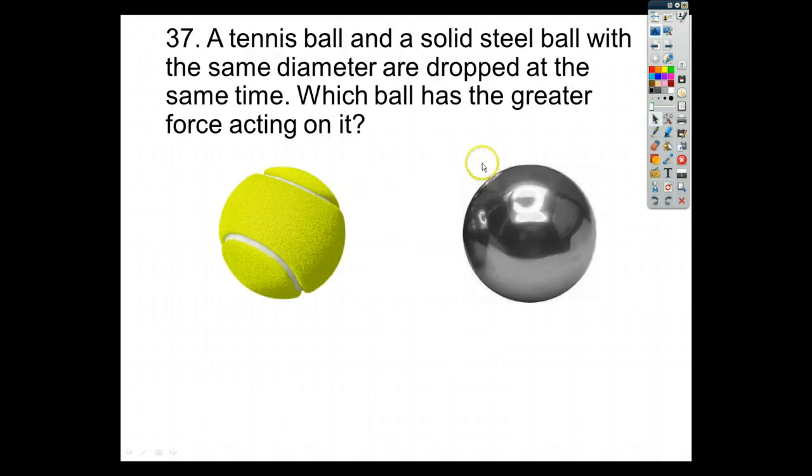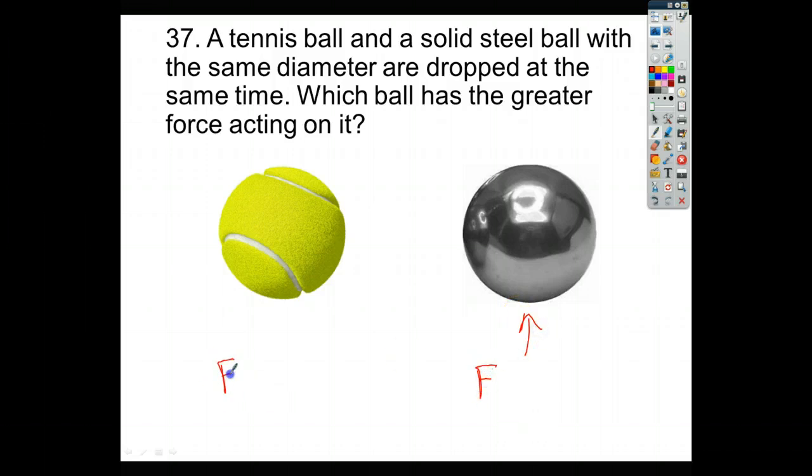Number 37, a tennis ball. So there's a tennis ball and a solid steel ball with the same diameter. Notice that they have the same diameter and are dropped at the same time. He wants to know which one has the greater force acting on it. It's got to be the steel ball. Why does the steel ball have a bigger force?